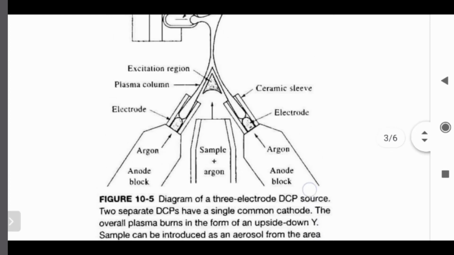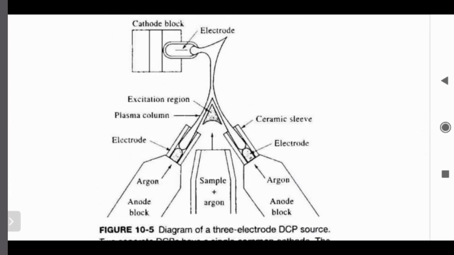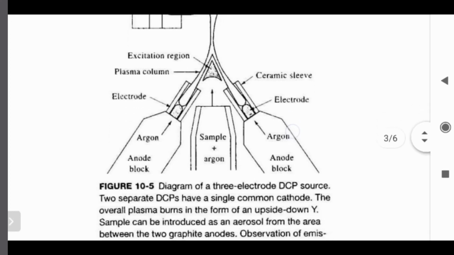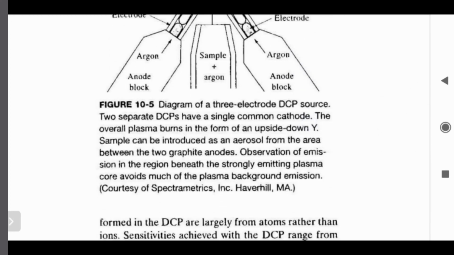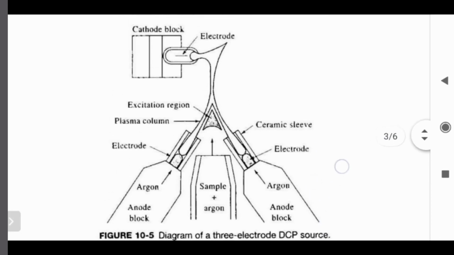The important parts are the graphite anode, the tungsten cathode, how they are all interconnected with each other, and the excitation region. The excitation region reaches a temperature of about 8000 Kelvin, and the viewing region has a temperature of around 5000 Kelvin. This is the diagram which shows how the complete instrument looks.